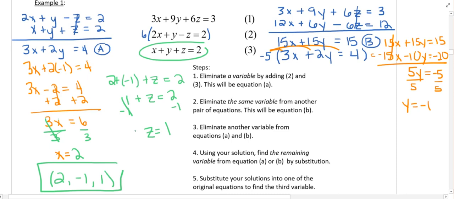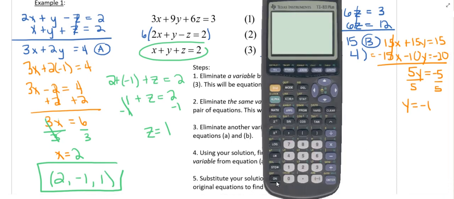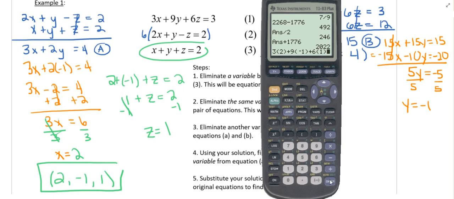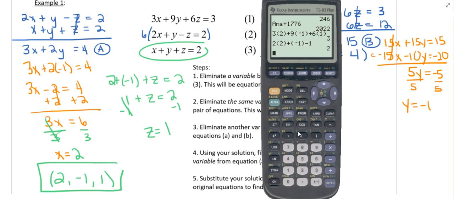And it is easy to check if you just go on your calculator quickly here. You have 3 times 2, and you can just put the line in like this, plus 9, parentheses, negative 1, plus 6, parentheses, 1. And then that gives you 3. And then you have 2 times 2 plus negative 1 minus 1 equals 2. And then we already did the last one.